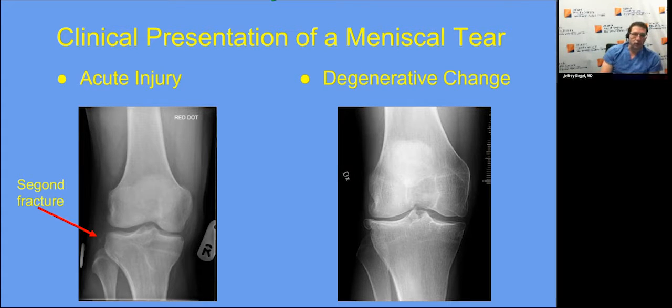X-rays, as you see here, can sometimes show things that can be surprising. So the image on the left is a patient who had an acute injury. It looks like a normal picture. Often patients will say, "Doctor, are you sure I need an X-ray? I'm sure I didn't break anything." But where that red arrow is pointing is a capsule avulsion fracture, and it's called a Segond fracture, and it's pathognomonic of an ACL injury.